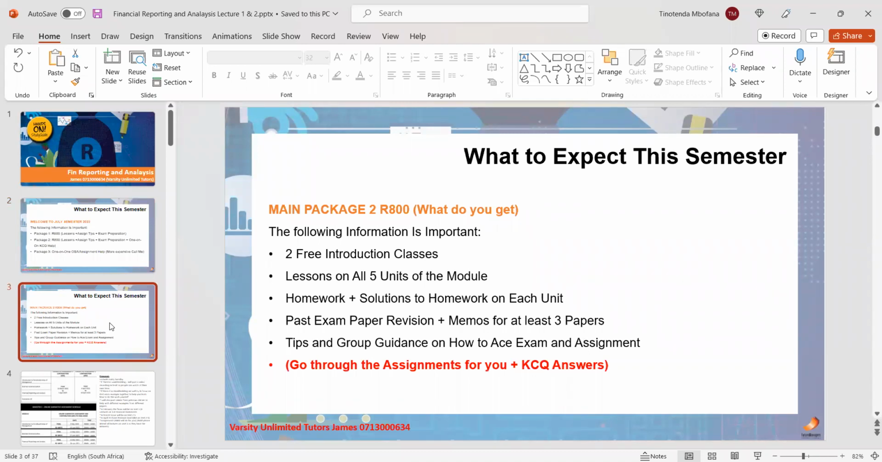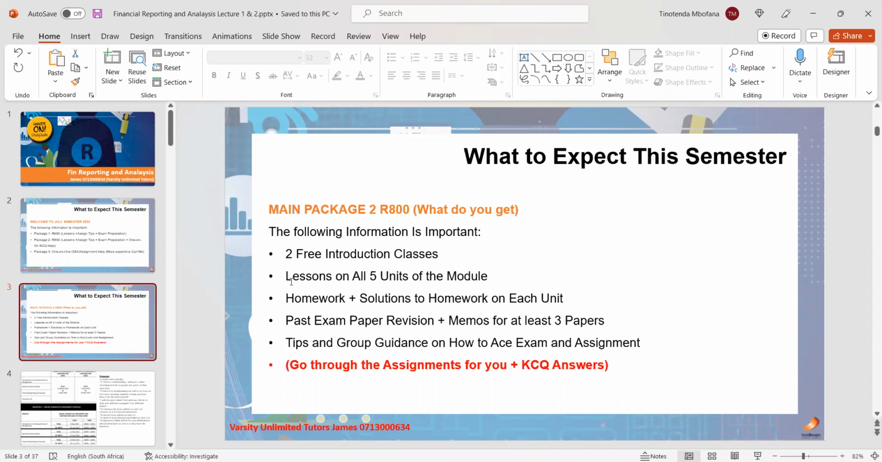Right? So what essentially will you be getting if you make your payment for these modules? Like I said, there are some free classes that we're going to do. There'll be 2 or 3 free classes before we start in February. Then we'll also go through lessons for all of the different units. Unit number 1, I think we'll do 4 lessons. Units number 2, 3, and 4 will have 1 lesson each. And then unit number 5, I think we'll do about 2 lessons or so. So we will do lessons on all the units.